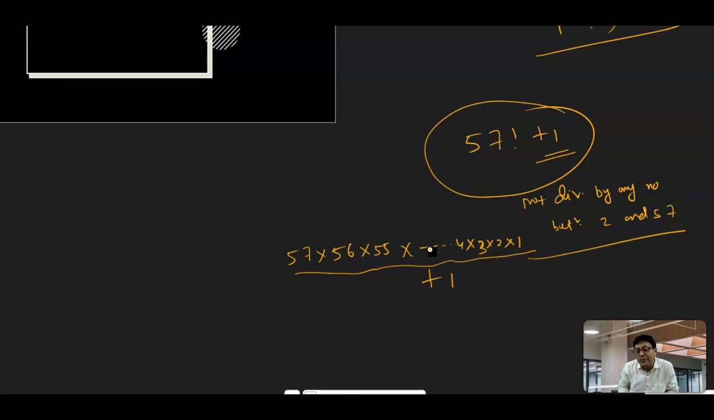This is another problem for you. What is the largest number that divides factorial 57 plus 1? Think about it today. If you have the answer, you write the answer to these questions in the comment box.